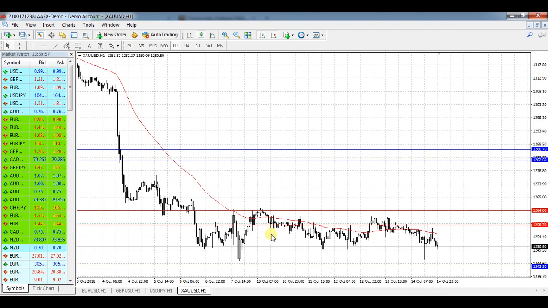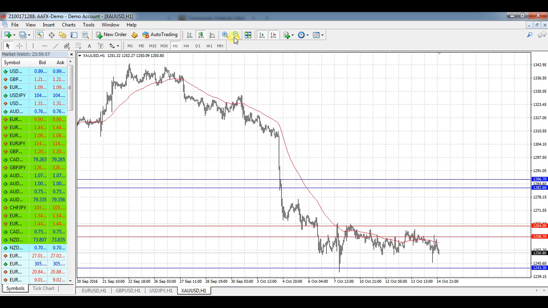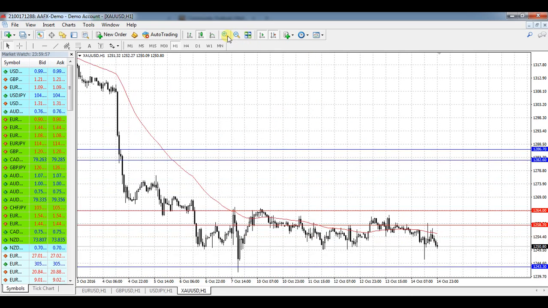Our next instrument is gold. As you can see, even after the release of good economic data for the US dollar on Friday, gold still remains in consolidation and still holds its positions. So now we need to point out two levels. These are the two borders of our consolidation.